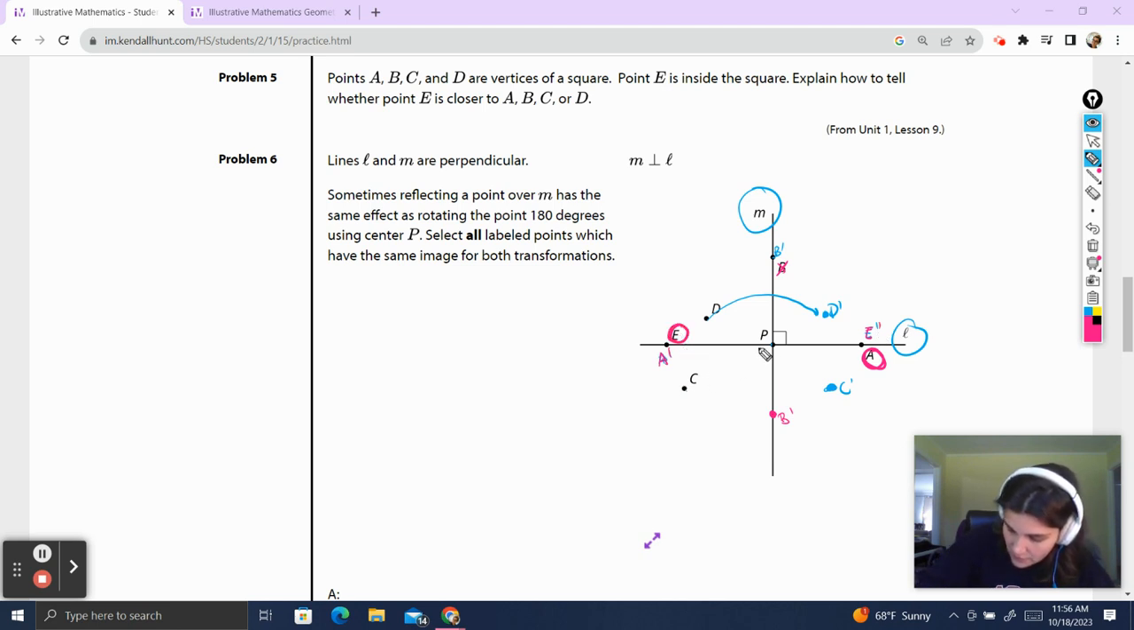C rotated 180 degrees around point P. Well, I'm going to draw a line straight through because C has to go 180. C prime is going to end up over there. Our pink and our blue C prime don't match up, so it does not work.